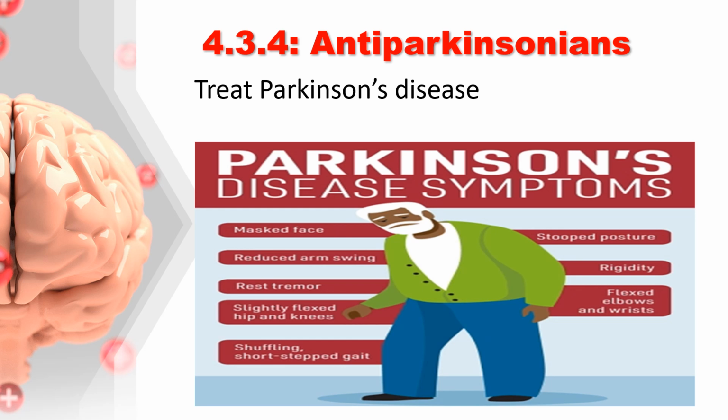Anti-Parkinsonians is the next category. These are used to treat Parkinson's disease. In Parkinson's disease, the nerve cells get damaged in the brain, which leads to a decrease in the production of dopamine, which causes further symptoms like masked face, reduced arm swing, resting tremor, slightly flexed hips and knees, shuffling short-stepped gait, stooped posture, rigidity, flexed elbows and wrist.